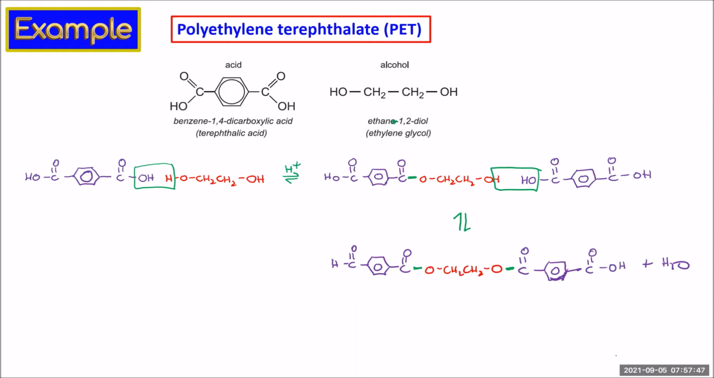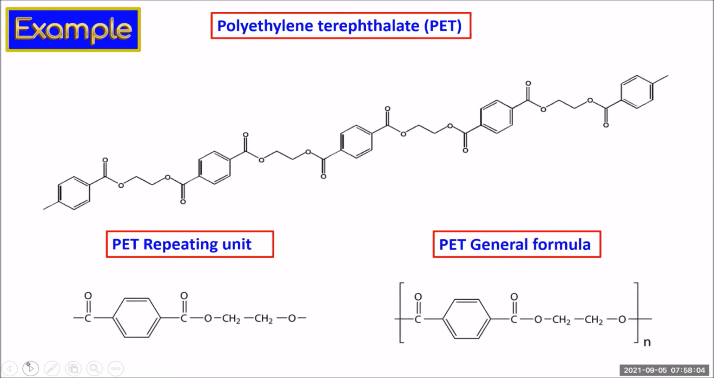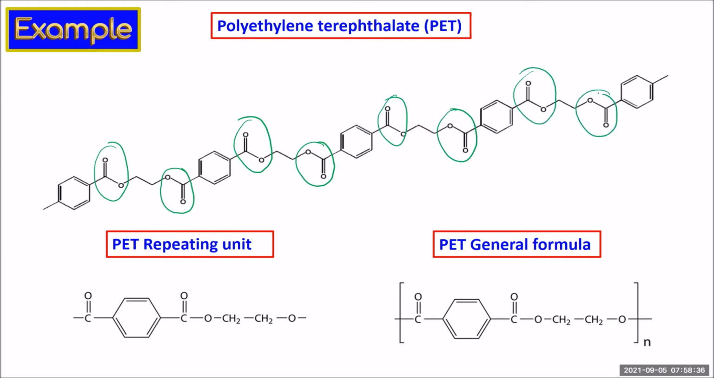You don't actually build this up stepwise. This is just the way that I'm showing it to explain what's happening. The reaction's actually happening on both sides of the molecule all the time to build up that long polymer chain. So this is what we end up with, our very long polyethylene terephthalate chain. And you can see all through here, our ester groups are linking our monomers. So all through, we have those ester groups. And it's important to be able to recognize those ester groups.